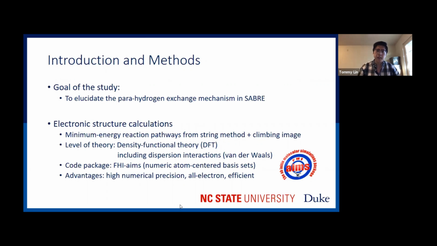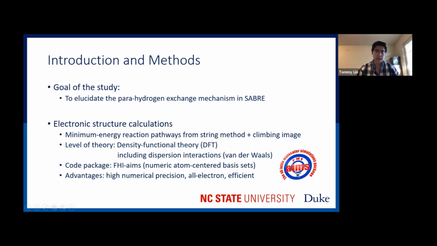Next slide, please. So to begin with, I'd like to give a very brief introduction. The goal of our study is to elucidate the para-hydrogen exchange mechanism in SABRE. And the methods that we utilize is electronic structure calculations. To be specific, we calculated the minimum energy reaction pathways using the string method, as well as the climbing image technique.